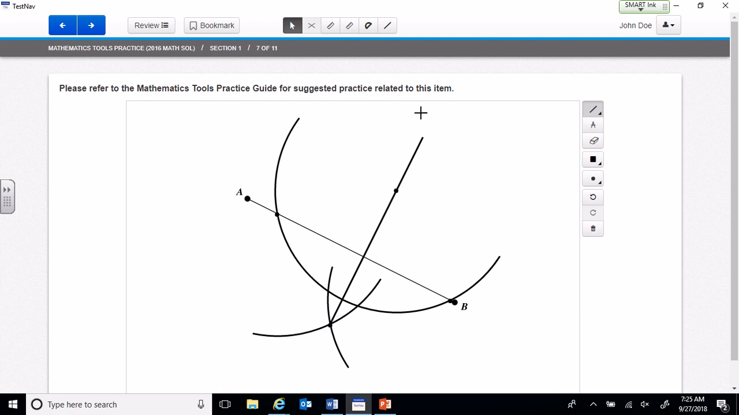Please note that this perpendicular line does not bisect the line segment. That's a different construction. All I know about this line is that it is perpendicular to the line segment through the point that I was given that is not on the line segment.